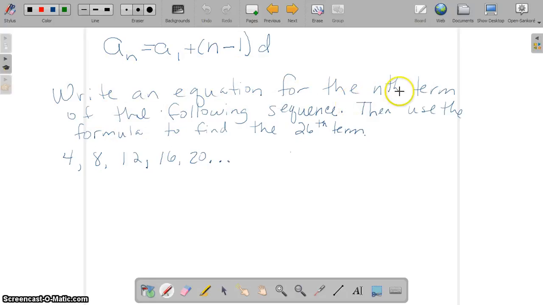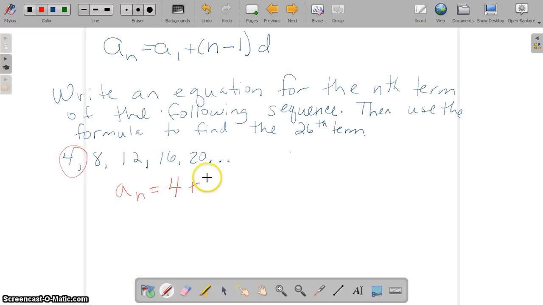Write an equation for the nth term of the following sequence. Then use the formula to find the 26th term. So if I wanted to know the 26th term, instead of adding 4, adding 4, adding 4 until 26 times, I can figure it out by using an equation like this. So let's break this down. A sub 1, that is my first term, okay? Which is 4. Okay, 4 is my first term.